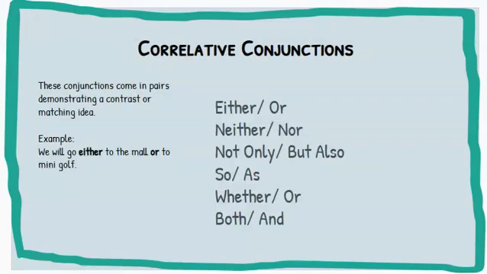Correlative conjunctions come in pairs, and they demonstrate a contrast or a matching idea. So we will go either to the mall or to mini golf. So you should always have the pair. So either/or, neither/nor, not only/but also, as/so, whether/or, both/and.